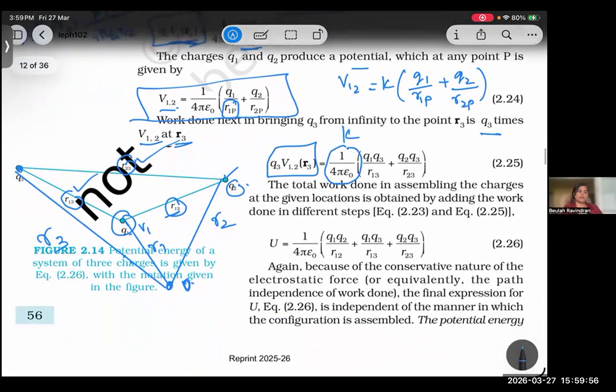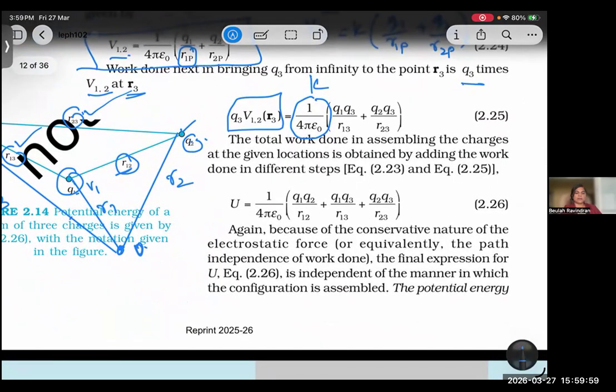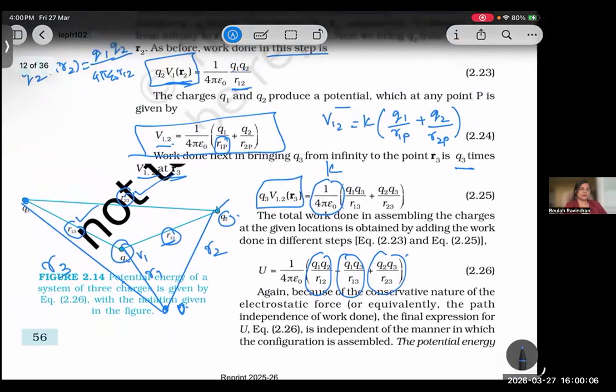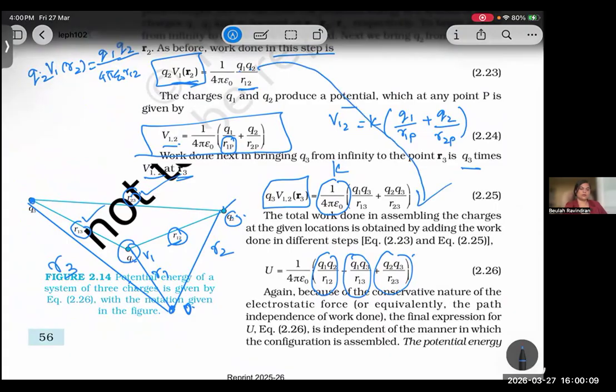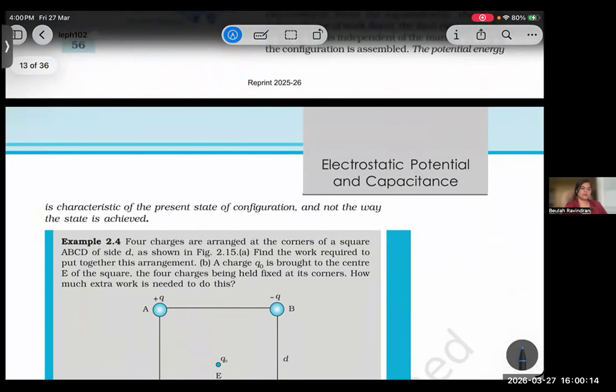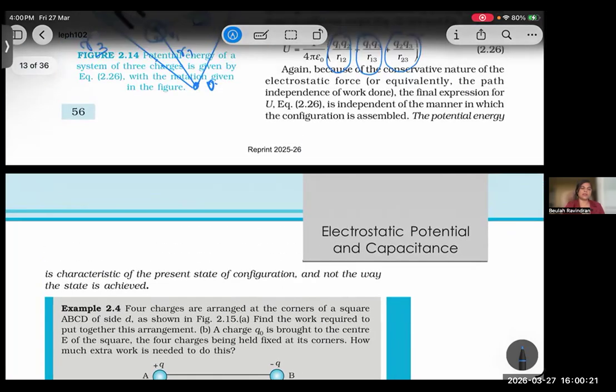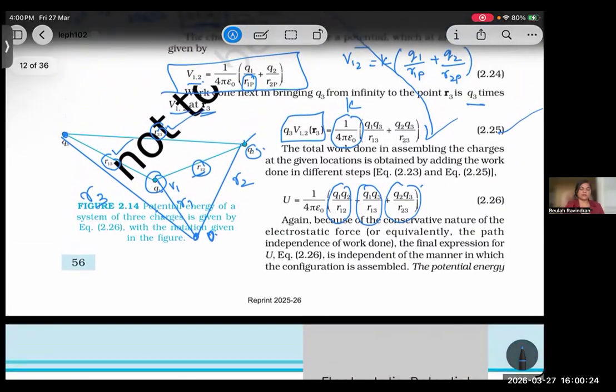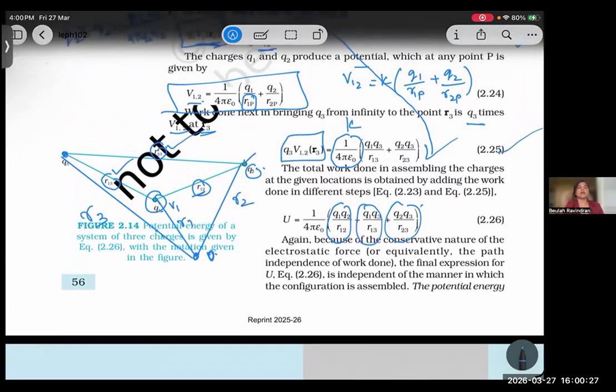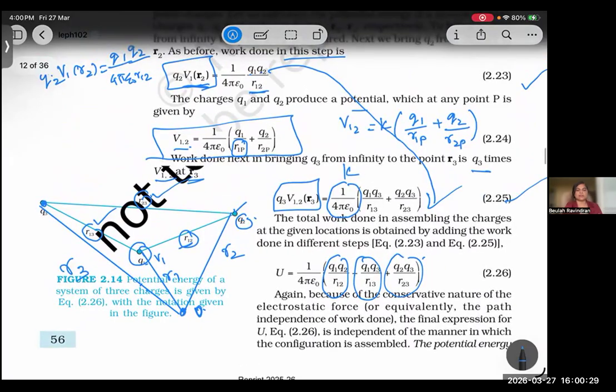So the total work done in assembling the charges: if you take U as the potential energy, it is the total work done. If you take all these three, then it will be R12, R13 and R23. You can take the total, equations 2.23 plus 2.25. So this is the characteristic of the present state of configuration and not the way the state is achieved. So the electrostatic potential experienced by each and every charge and its potential difference is derived right now. Is it clear for you?